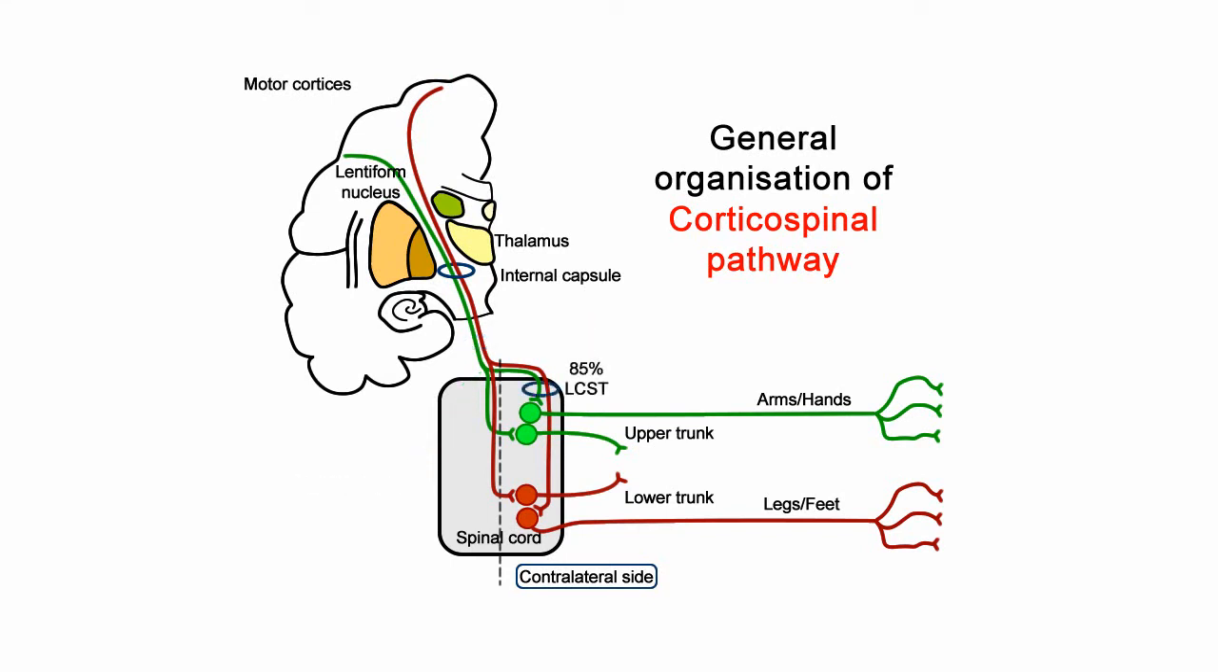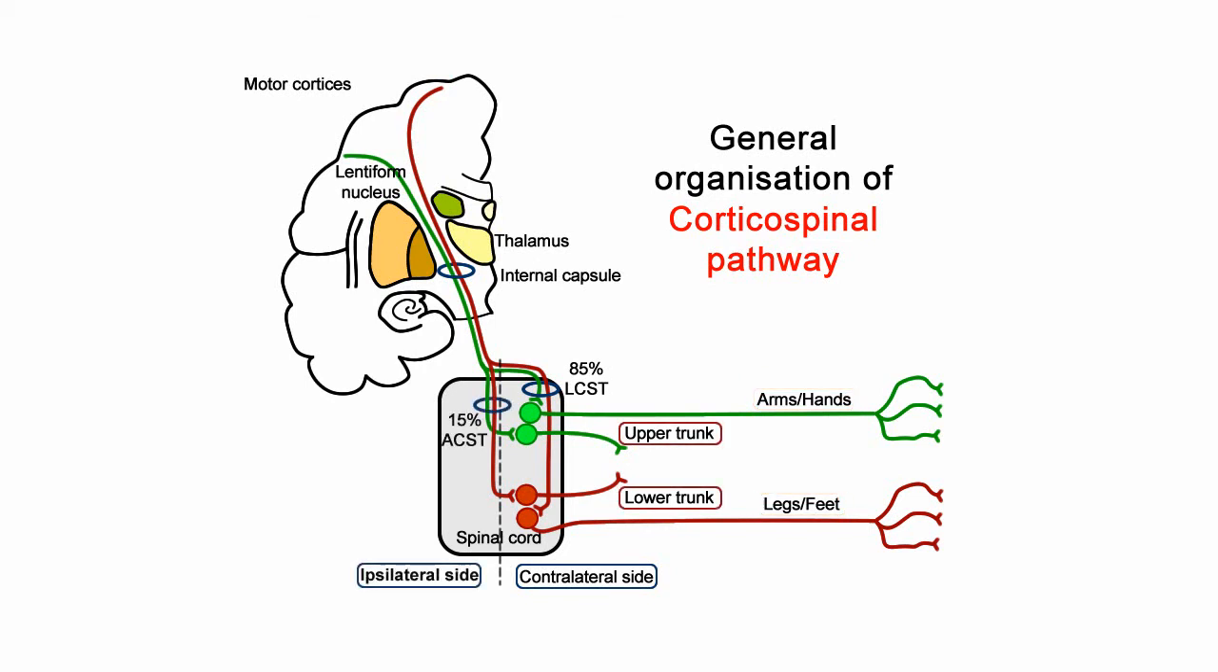Now about 85% of the fibres decussate and descend on the contralateral side of the spinal cord as the lateral corticospinal tract, the LCST. These fibres innervate the proximal and distal muscle of the limbs, and so are responsible for the movement of the arms and the legs.